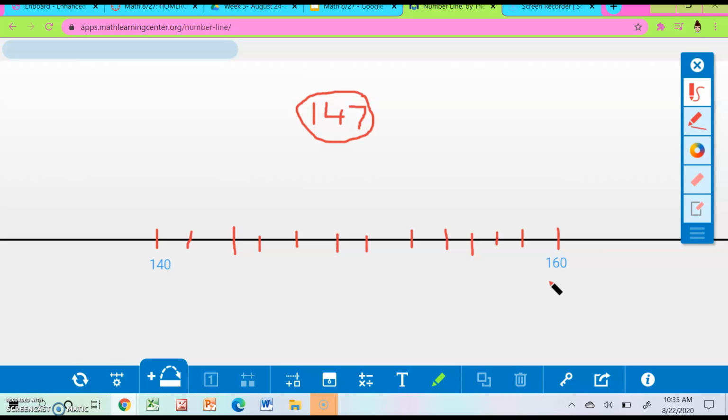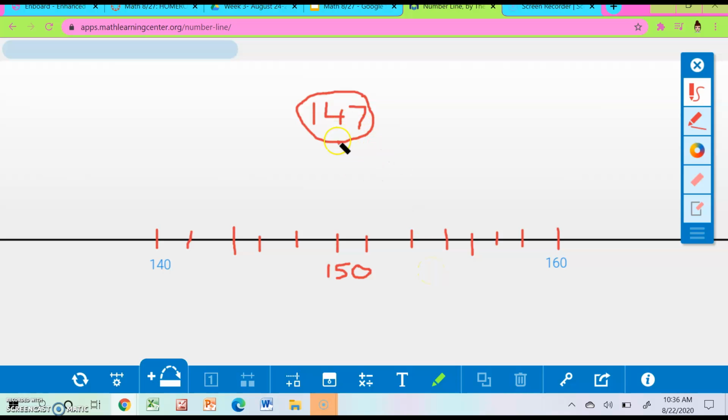So I'm going to make a best guess. If my number is 147, I'm going to look at this number line I've been given, and I know 140 and 160. I know that 150 is in the middle between 140 and 160, because if we count by 10s, 40, 50, 60. So I'm going to put 150 about here in the middle.